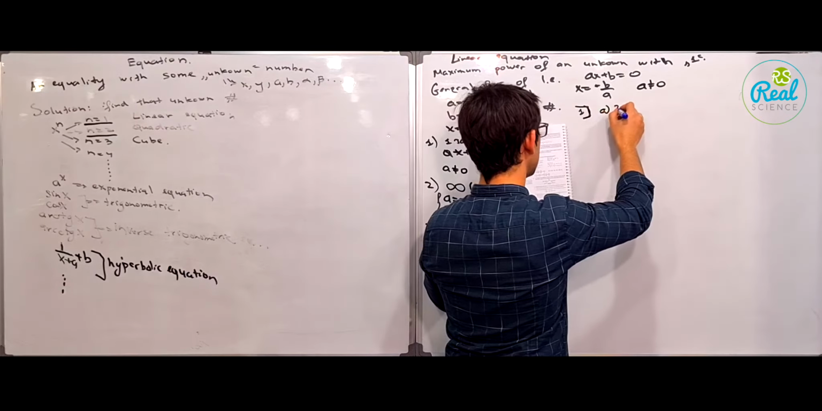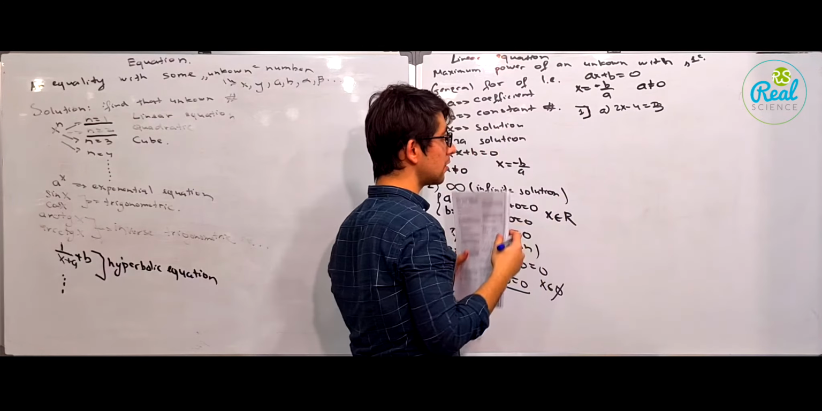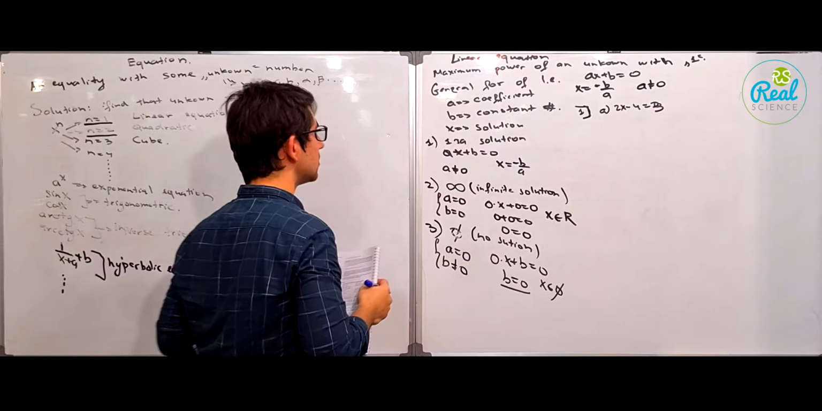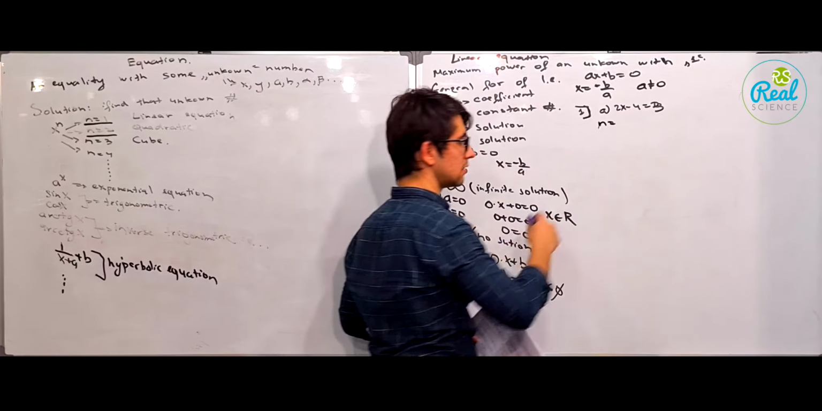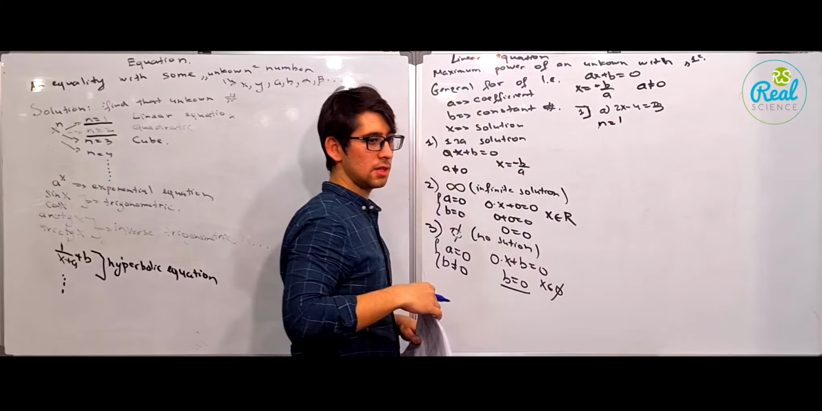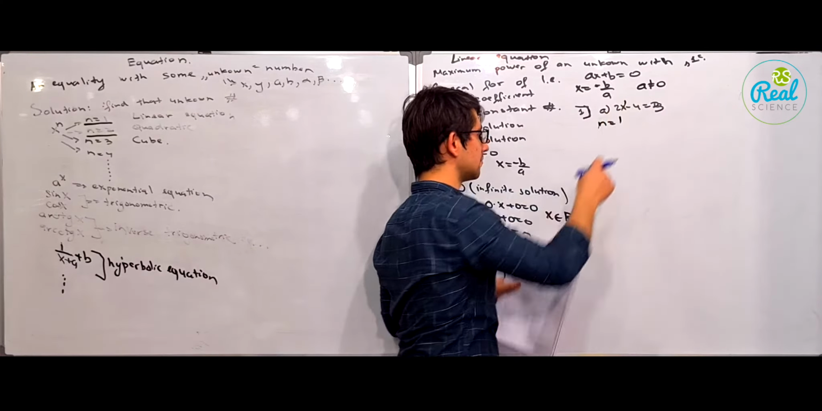Part A. 2x minus 4 equals 3. Determine the degree of the following equation. So the degree of this equation is 1, right? We have to take the power of an unknown, so it is 1. The maximum power of the unknown is 1.